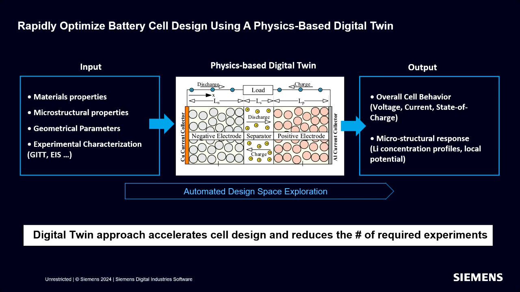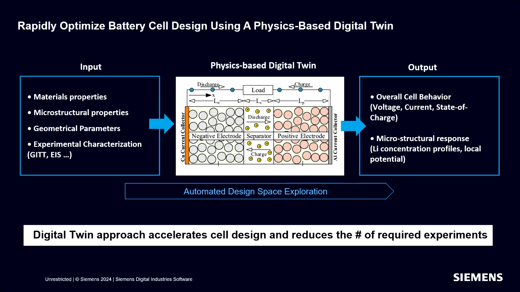Physics-based battery digital twins can greatly accelerate the design of a battery cell by connecting cell design to cell performance using physics-based principles. Now, the concept of these models is shown in the workflow depicted on the slide. On the left-hand side, we have the inputs: material properties, microstructural properties, and geometrical parameters. Some of these properties, specifically materials properties, require experimental parameterization.